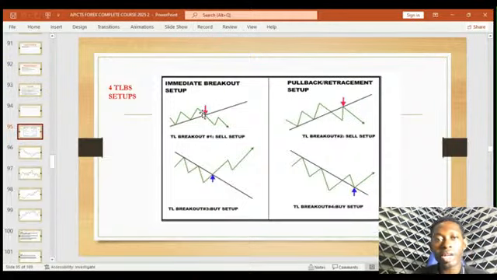And then you can see price broke it out and then it just moved away without coming back. Okay, so that's on the sell. Then we have another sell here now.